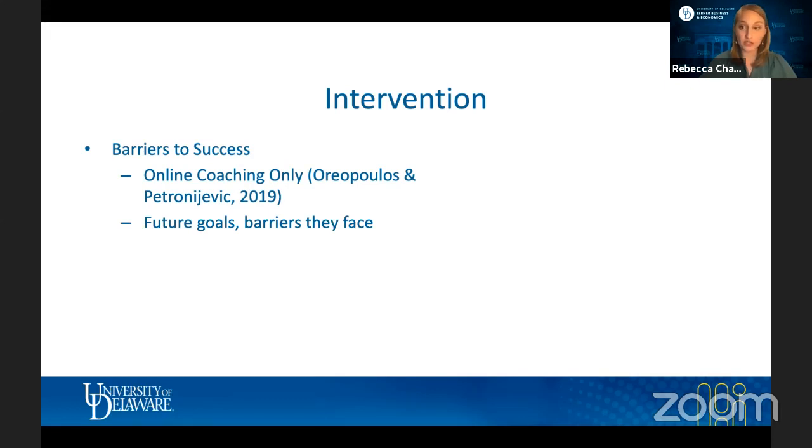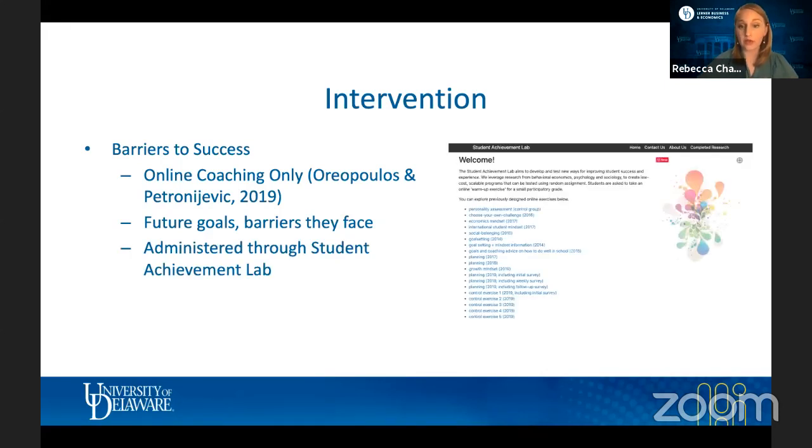What the Barriers to Success intervention looked at is it had students look at what were their future goals and then barriers they may face to achieving those goals. This was administered through something we call Student Achievement Lab. And Student Achievement Lab looks something like this. What you see on the right-hand side here is different interventions that Phil and his team at the University of Toronto have tried over the years at University of Toronto and also multiple other institutions. So this was already set up in an online platform that we could push to students.